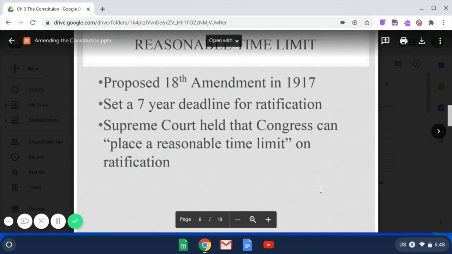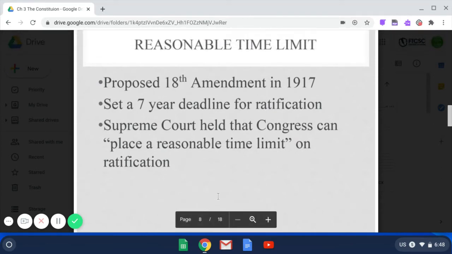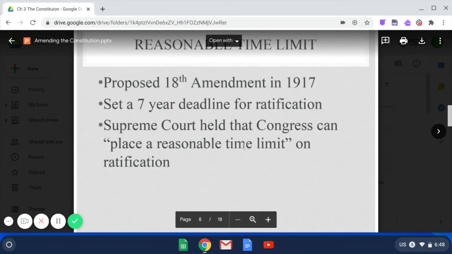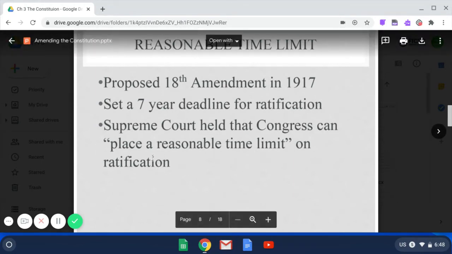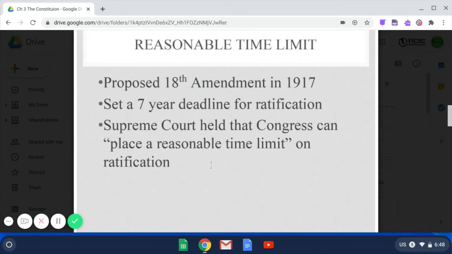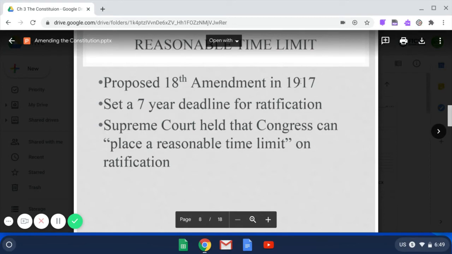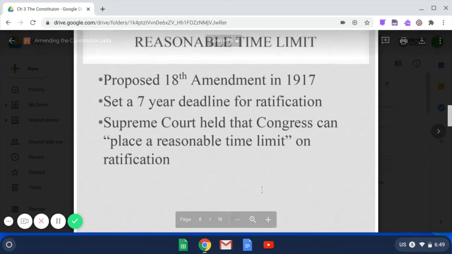In 1917, the 18th Amendment was proposed, and they gave a 7-year deadline for ratification. It was argued that this was too long or too short, but the Supreme Court said that Congress can place a reasonable time limit on ratification. This was just at the end of World War I when this occurred.